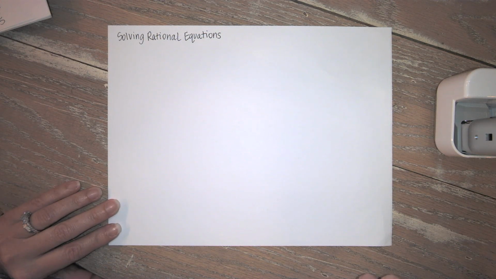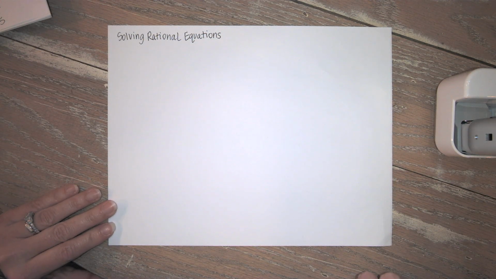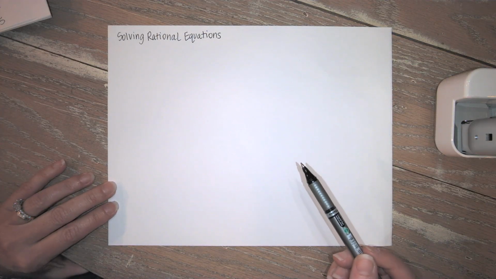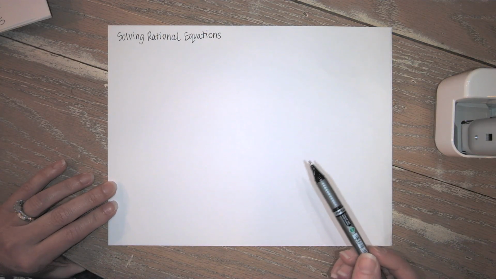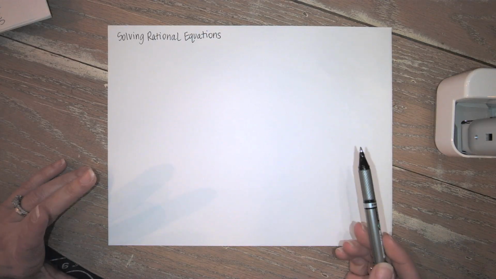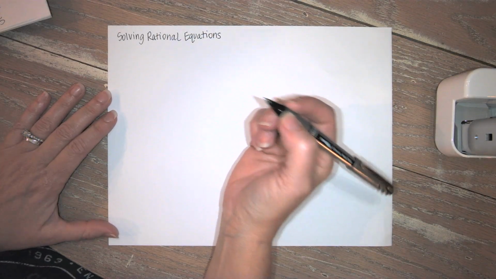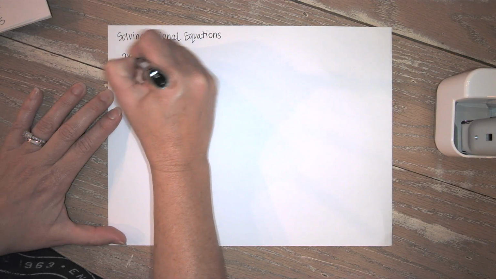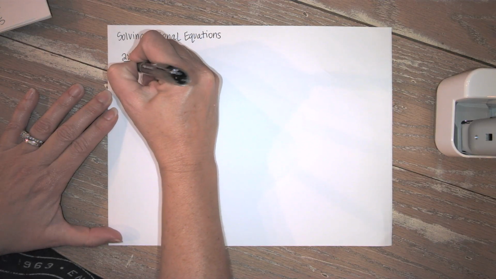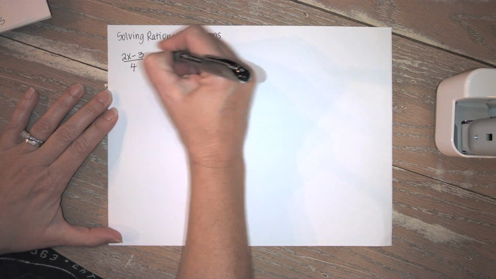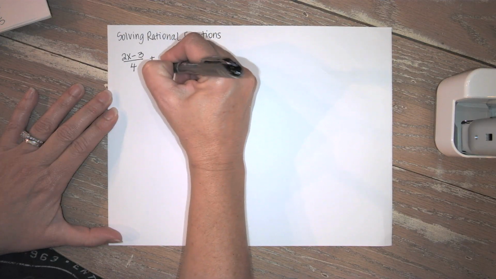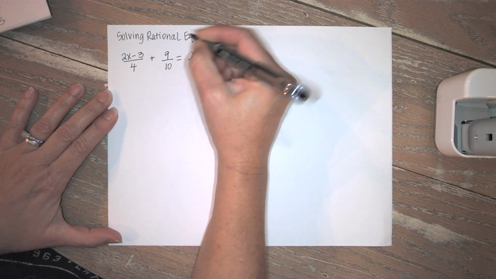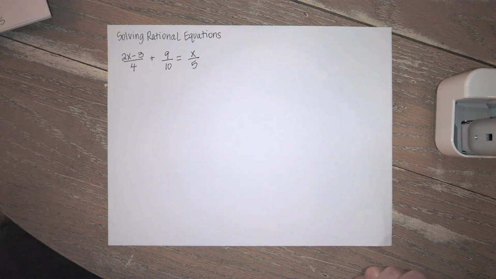In this video, we're going to look at solving rational equations. We have worked with rational expressions and we have learned to simplify those, but these are actually rational equations, and so we are going to be solving for the variable in the equation. The equations are made up of rational expressions, which are fractions with variables in them.